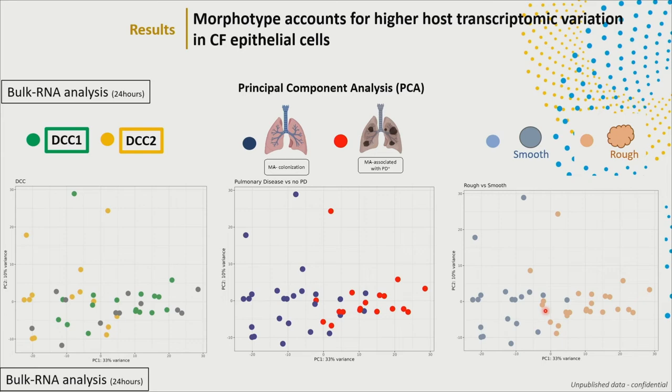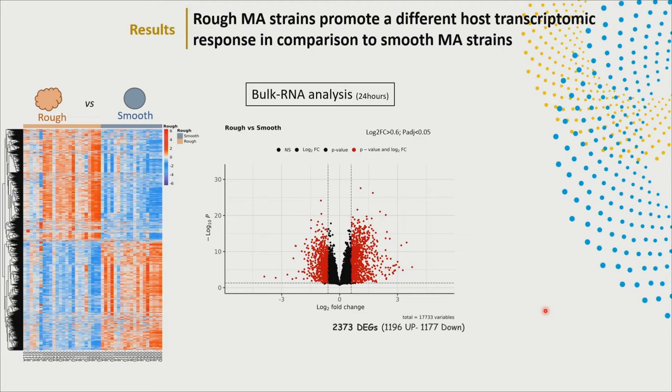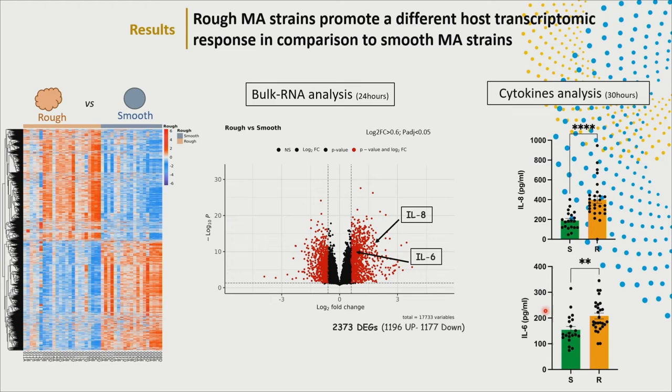So we went ahead to identify the differentially expressed genes between the epithelial cells treated with rough strains and those with smooth strains. And we identified over 2,000 genes differently expressed. We validated these genes also because we found that, for example, interleukin 8 and interleukin 6 were upregulated, and through ELISA assay, we confirmed that the cells treated with the rough strain secreted a higher level of IL-6 and IL-8 in comparison to the cells treated with the smooth strains.